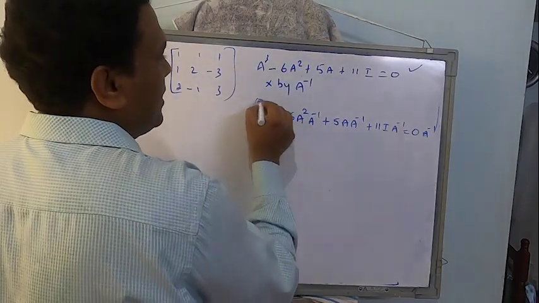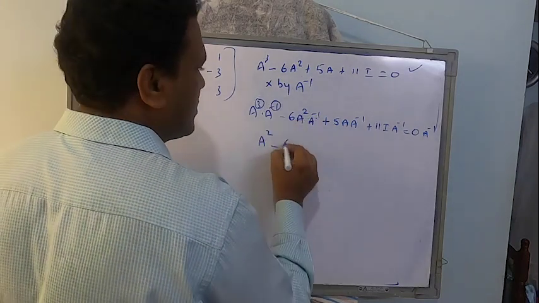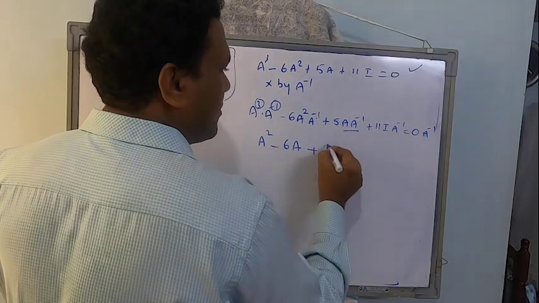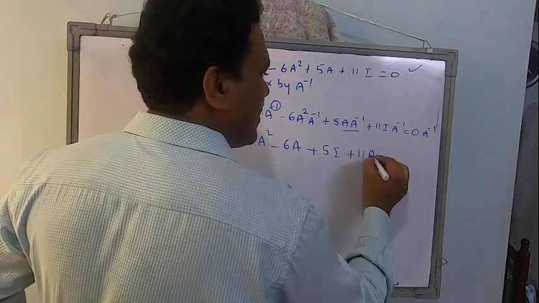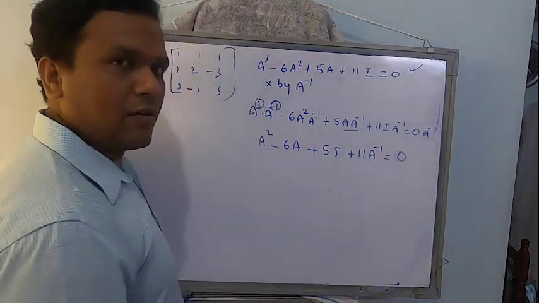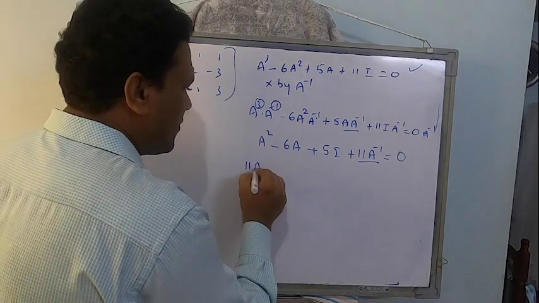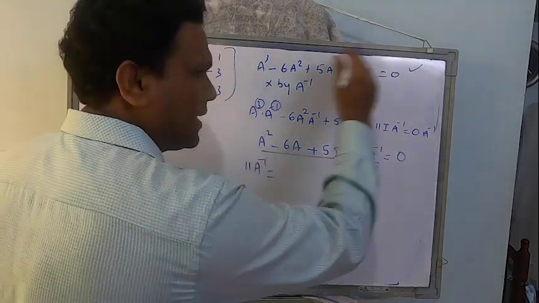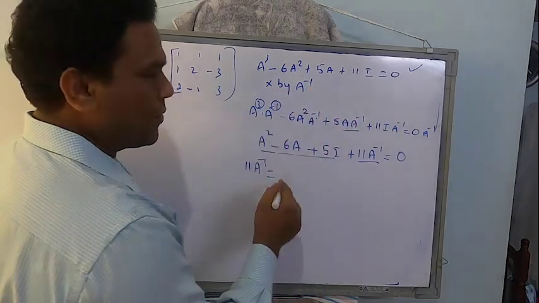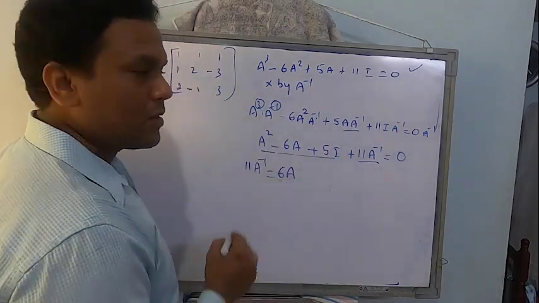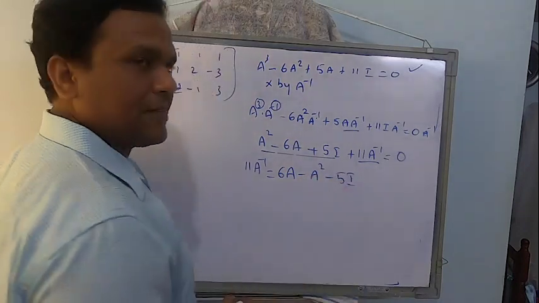So A cube multiplied by A inverse will be A square, A multiplied by A inverse will be I, plus 11I multiplied by A inverse will be A inverse, and the right hand side will be 0. This is the term which will give me the A inverse value. So 11A inverse equals, shift these three to the right side. See, this is negative, when you shift it's going to be positive. Write down the positive term first, then the next one A square, and the next minus 5I.